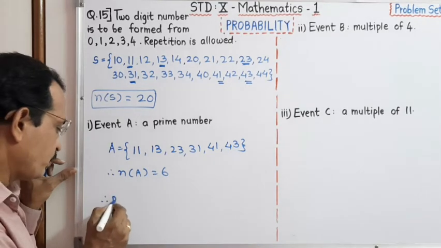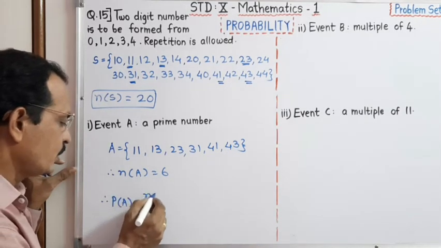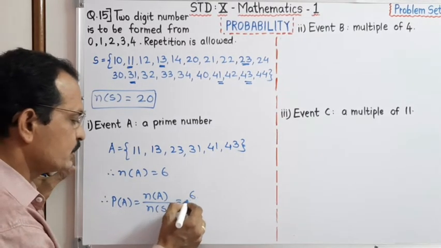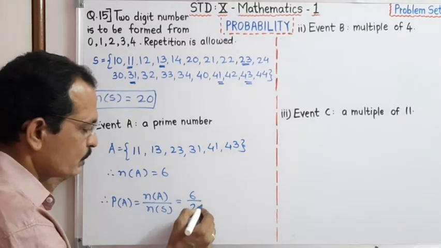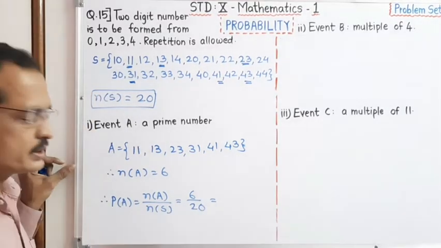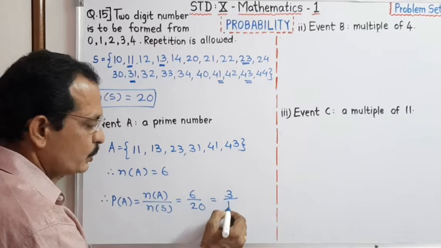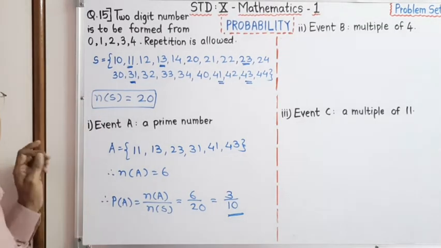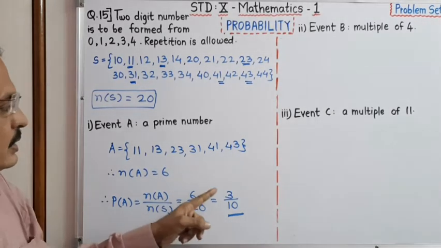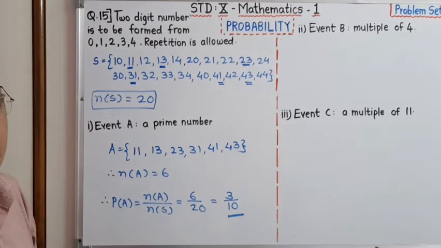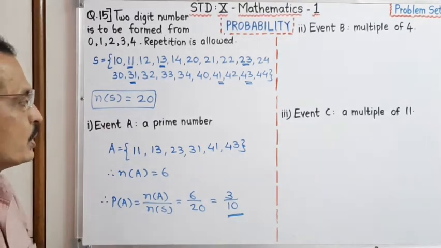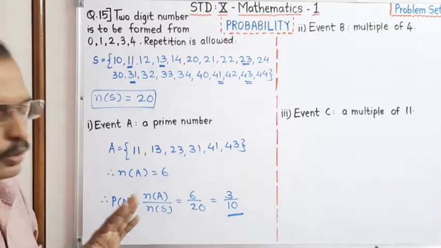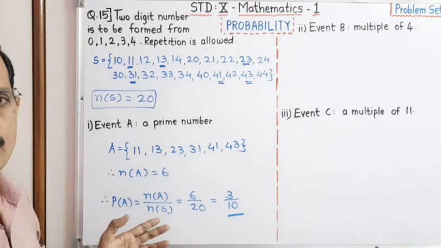Now we have to write the probability of event A is equal to number of A upon number of S. Number of A is 6 and number of S is 20. If we simplify this, we get 2 3s are 6 and 2 10s are 20. Therefore it is 3 upon 10. That means out of 10 chances, there are 3 chances of getting a prime number. As I have told you just now, you must know the prime numbers, and only then can you solve further, though you know the formula for finding the probability.